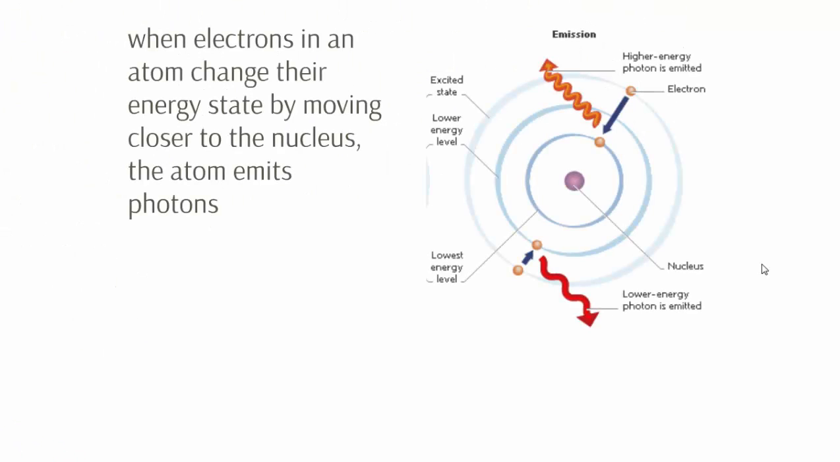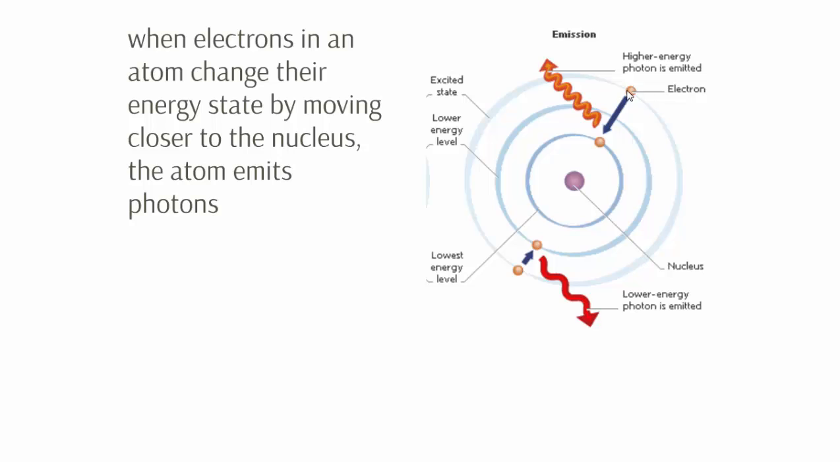So when electrons in an atom exchange their energy state by moving closer to the nucleus, the atom emits photons. So this is basically a Bohr diagram of an atom. And so you need to remember what the different energy levels mean. Are the lower energy levels closer to the nucleus or farther away from the nucleus? The lower energy levels are closer to the nucleus, because remember that the further away from the nucleus, the higher the energy level. So the energy levels closest to the nucleus are the lowest, and the energy levels the farthest away from the nucleus are the highest.